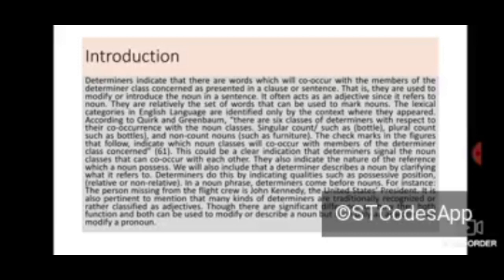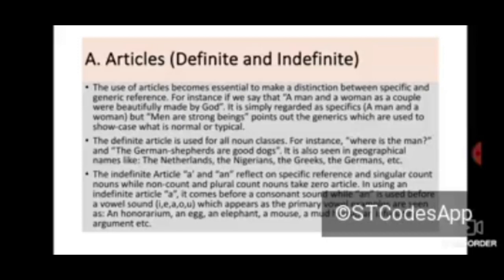It is also pertinent to mention that many kinds of determiners are traditionally classified as adjectives, though there are significant differences in how they function. Both can be used to modify or describe a noun, but only an adjective can modify a noun. One of the determiners, as you can see, is the first: articles. We have definite and indefinite articles.